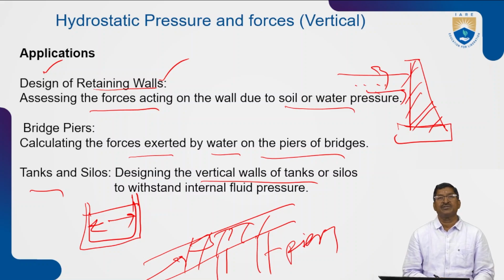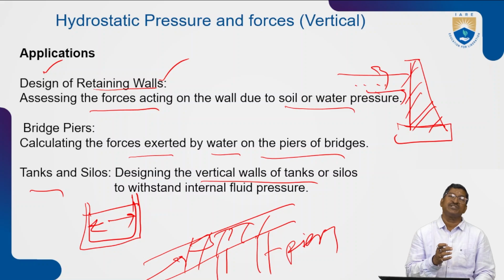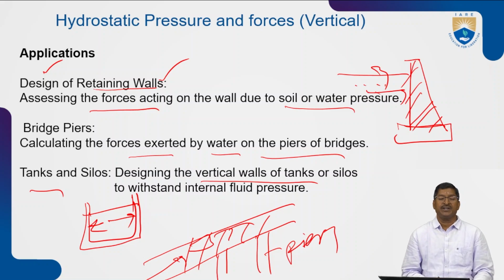And bridge piers. A bridge is supported by vertical members called piers. The piers will be inside the water in the river, so we have to find how much force the water exerts on the pier and design accordingly. And tanks and silos. If it is an underground tank, water will be inside the tank. We have to calculate how much pressure is acting on the side walls and where it is acting, so that we can safely design the tanks, whether underground tanks or overhead tanks.